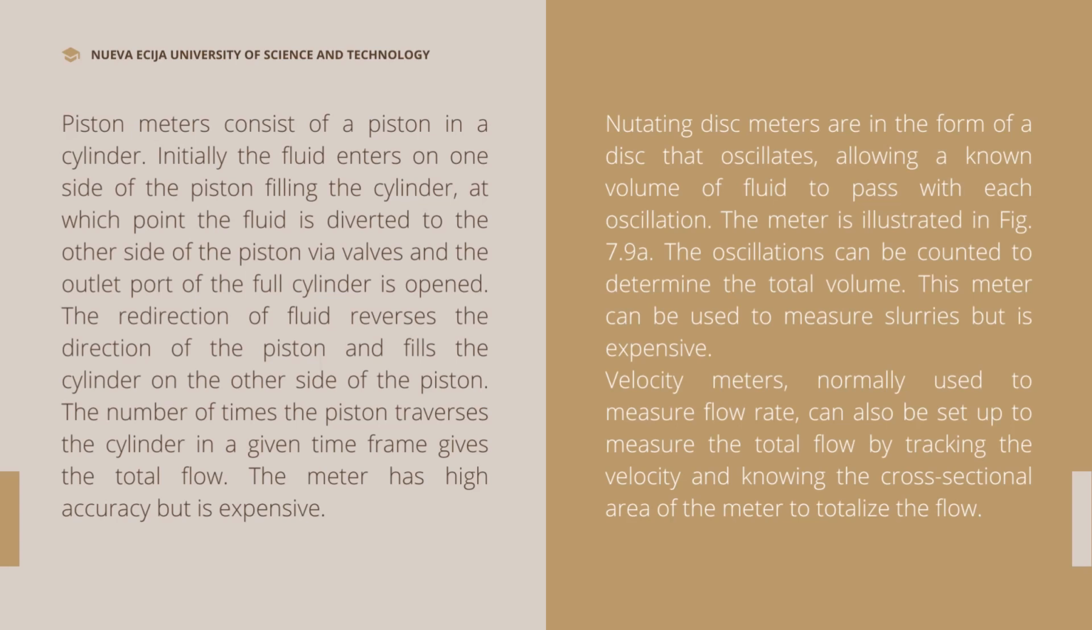Yung velocity meters naman is normally used to measure flow rate. Can also be set up to measure the total flow by tracking the velocity and knowing the cross-sectional area of the meter to totalize the flow. So, bale meron tayong tatlong meters pagdating sa total flow. Yung dalawa, expensive, nutating saka yung piston meters. Sa velocity meters, kadalasan naman kasi ginagamit siya sa flow rate, pero pwede rin sa total flow. Kapag nga daw, alam natin yung cross-sectional area nung ating meter.